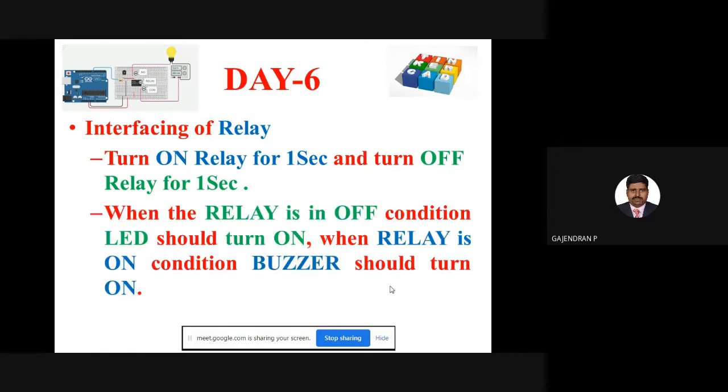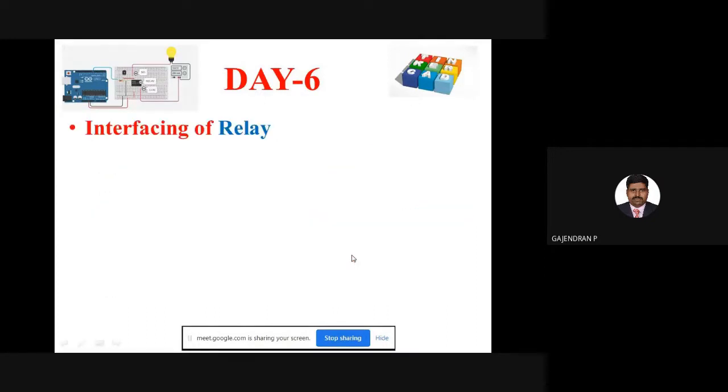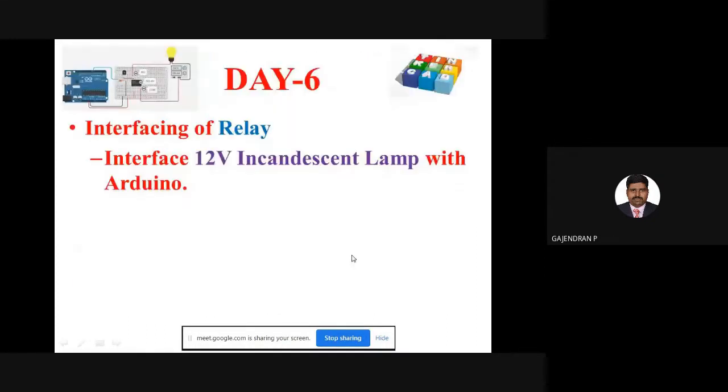Then the next one is, in the first experiment we are going to make only the relay on and off. In the second experiment we are going to interface some output devices with the relay. What are the output devices we are going to interface here means LED and buzzer. First we will see the first exercise. After that we are going to interface the incandescent lamp.